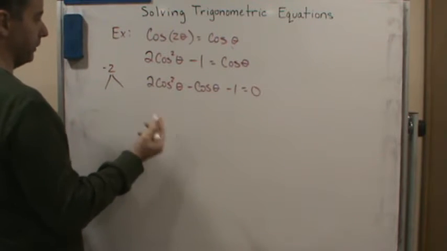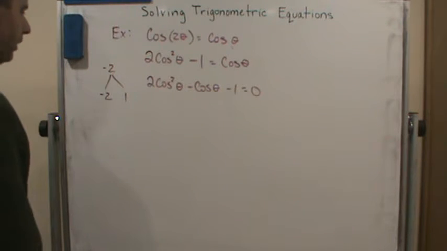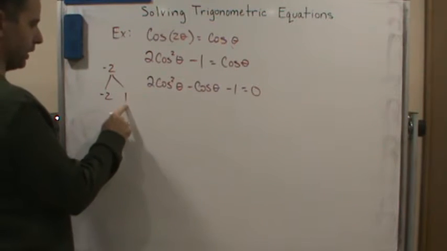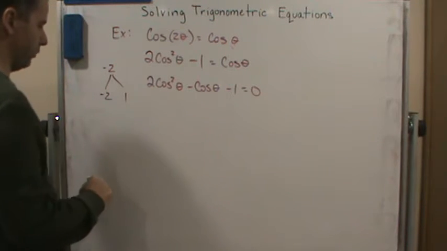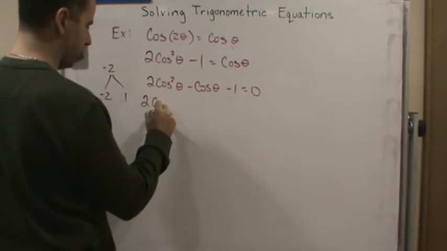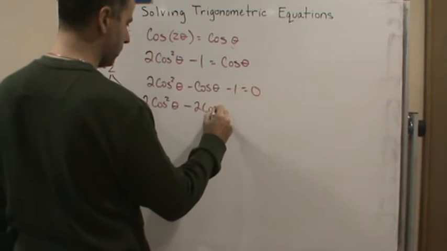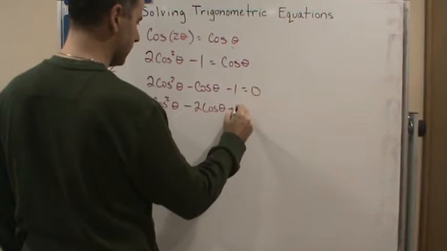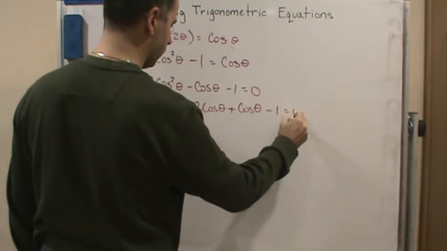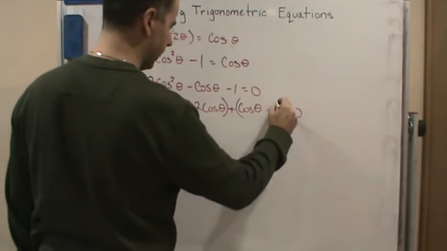So, guess what? It's going to be negative 2 and 1. Negative 2 times 1 gives me negative 2, and negative 2 plus 1 gives me negative 1. And so that's what I'm going to do to decompose the middle term. So 2 cosine squared theta minus 2 cosine theta plus cosine theta minus 1 equals 0. And now I'm going to group, so I'm going to factor by grouping here.